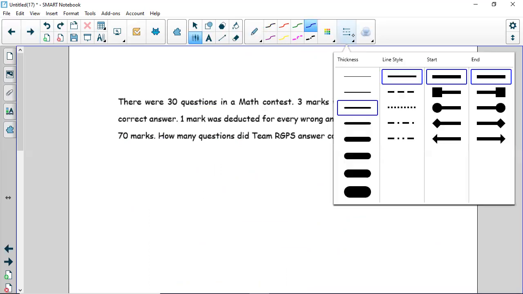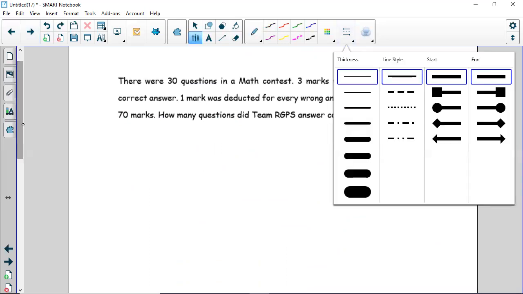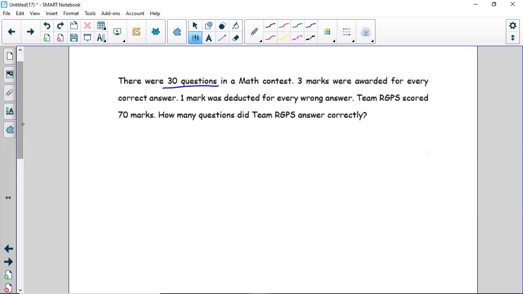Okay, so let's highlight again. There were 30 questions in a math contest. 3 marks were awarded for every correct answer, and 1 mark was deducted for every wrong answer. Team RGPS scored 70 marks. That is the total marks, okay, total marks. You also have the total number of questions.